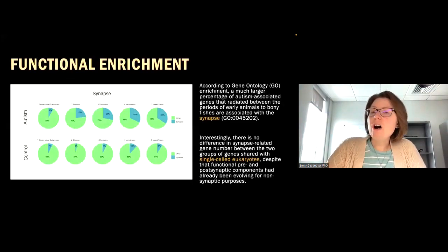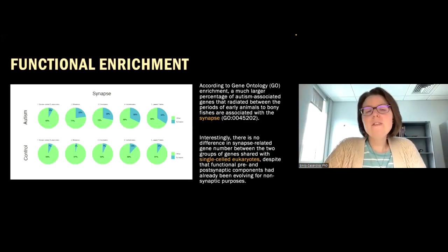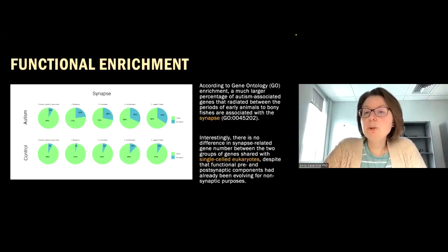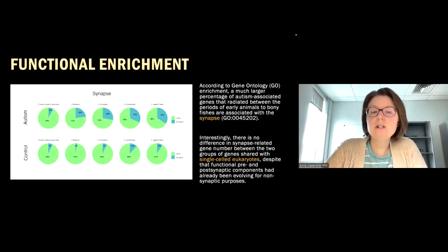So I'm going to finish off with a little bit of talk about functional enrichment, and all that is just talking about these autism genes and functionally what they are doing, how they might be different from control genes across time. And so we do see that up top we've got autism related in our little pie charts, and we've got controls down at the bottom, and the sections in blue are representing the number of genes that are involved in the synapse of the neuron. That's the little communicative ends with how neurons talk to each other.